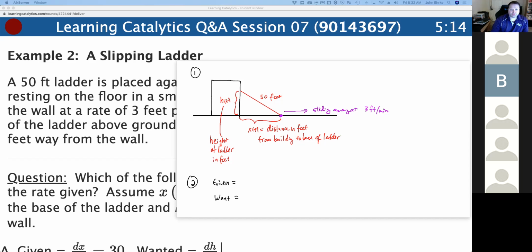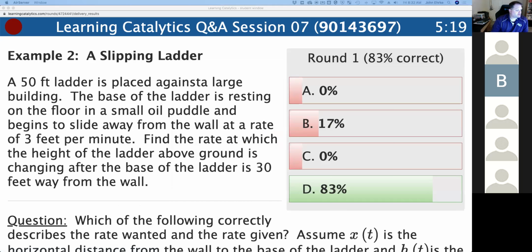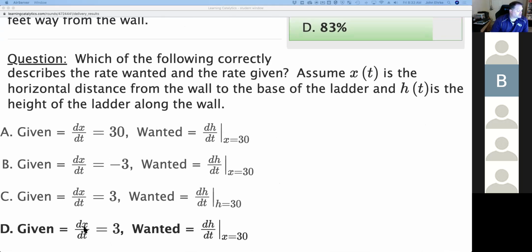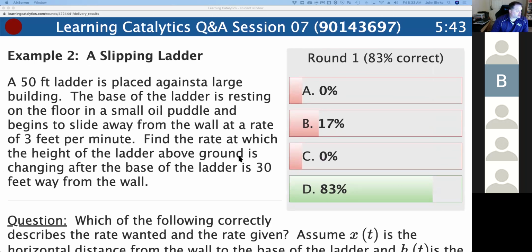All right, all the answers are in, and we have pretty much the same agreement as before. 83% of you said D is correct. So on D, you're given that dx/dt is 3. That's the rate at which the base of the ladder is slipping away from the wall. And what you want to find is the height of the ladder when that distance is 30 feet away from the wall.